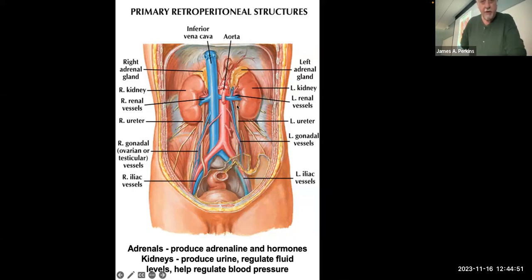Coming out of the kidneys, you have the ureters, which are bringing urine from the kidneys down to the urinary bladder. They're going to cross over a muscle here. The ureters will then cross over the iliac artery and vein, and then continue down into the pelvic cavity where they flow into the urinary bladder.